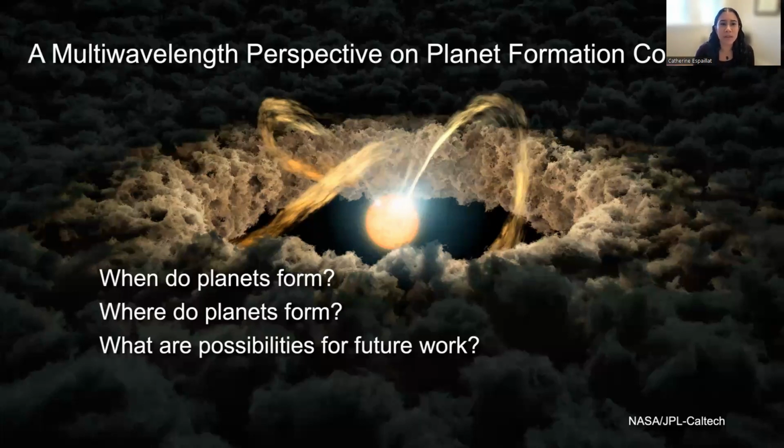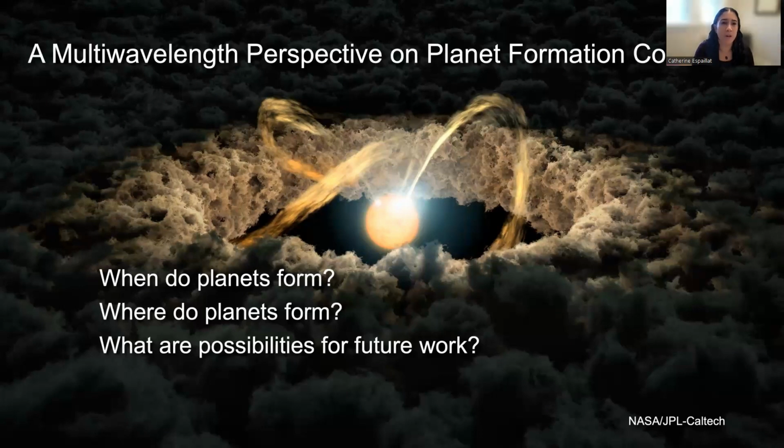So I'll be trying to answer 3 questions, of course, not completely, but attempting to give some information on each of these. So I'll be talking about when do planets form? At what time in the evolution of a young star do we think planets are forming? I'll show you why we think planets may have already formed previous to what we call the protoplanetary disk stage.